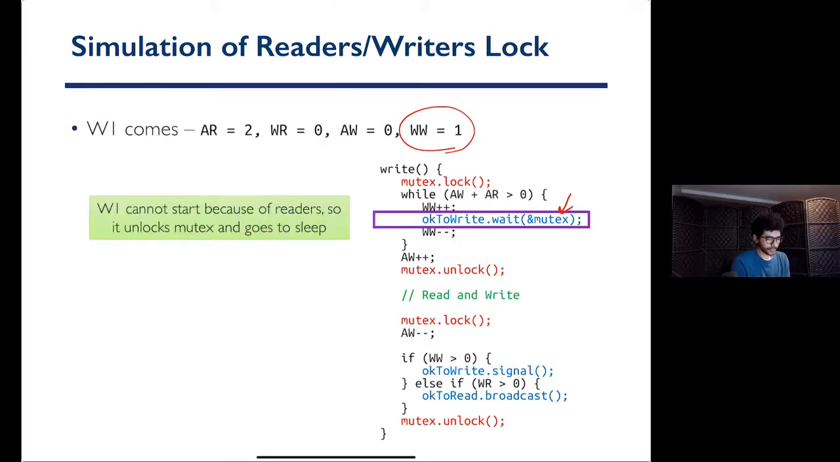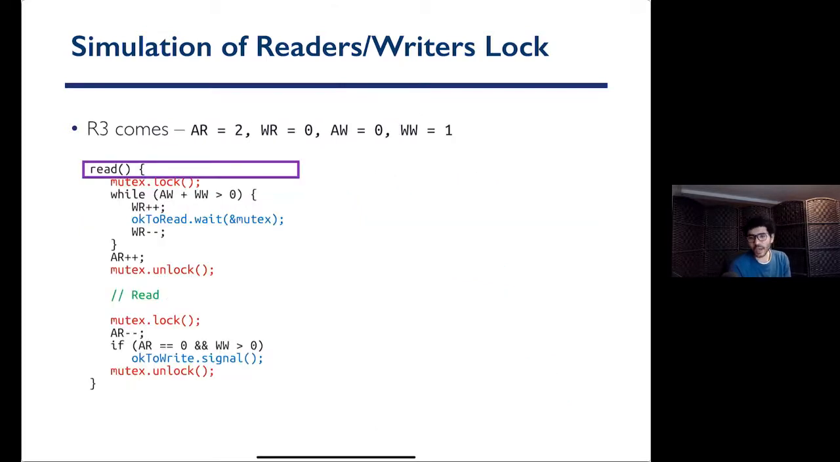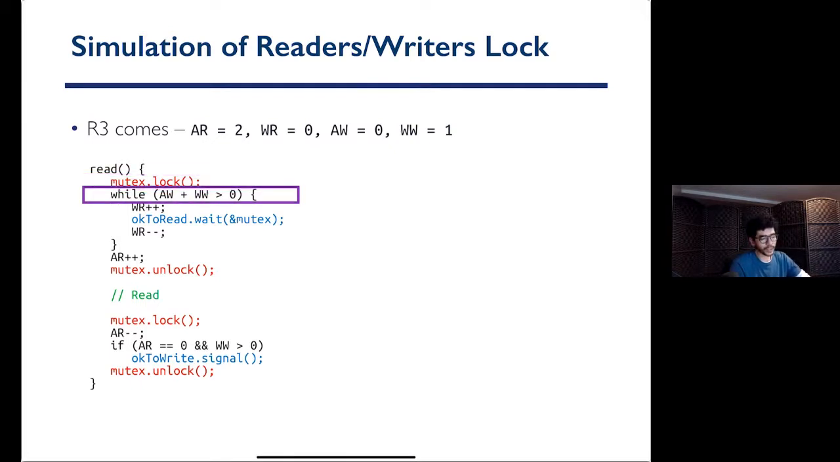Now let's say at this point reader 3 comes. The third reader thread acquires the lock, and it's able to do this because the writer W1 released the lock and went to sleep. If it hadn't released the lock, R3 would get blocked. But because the mutex is unlocked, R3 is able to lock it. Now it gets to this condition and checks for active writers. There are no active writers, but there are waiting writers.